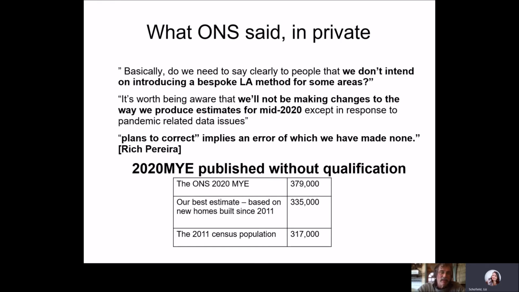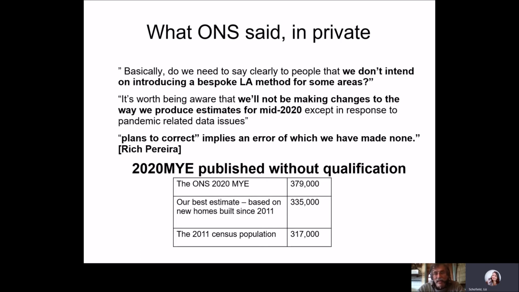And then below it, you can see a little summary of where the figures are. What are we moaning about? In 2020, ONS are saying there are 379,000 people in Coventry. Our best estimate, based on the number of places, houses built, number of places where newcomers can come and live, is around 335,000. And the starting point for that was 317,000 at the 2011 census. So there's a vast and yawning gulf between us and what ONS are saying.